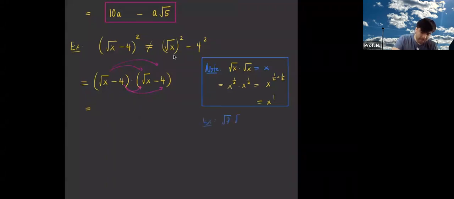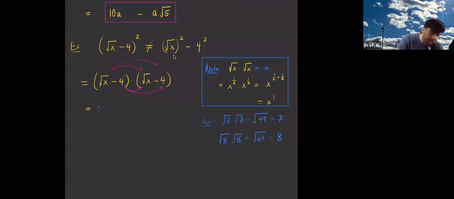For example, root 7 times root 7. What is that? Root 49. But what is root 49? 7. Root 8 times root 8. What is that? Root 64. But what is root 64? It's 8. Do you guys see that? Root 9 times root 9 is 9. Root 101 times root 101 is 101. It's because of the exponents. They add up to 1 when you add them. So root x times root x is just x.